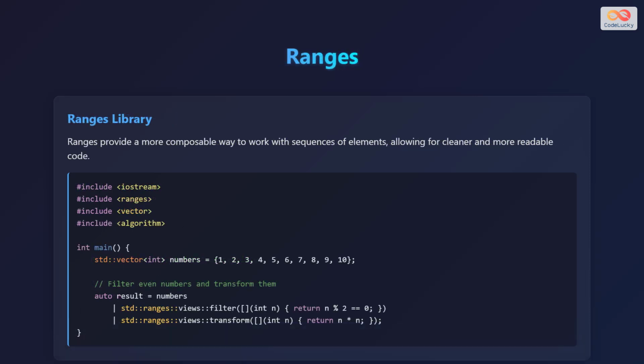Now let's explore the ranges library. Ranges provide a more composable way to work with sequences of elements, allowing for cleaner and more readable code. As you can see in the example, we include iostream, ranges, vector, and algorithm headers. We then create a vector of integers. The code filters even numbers from the vector and transforms them by squaring each number.